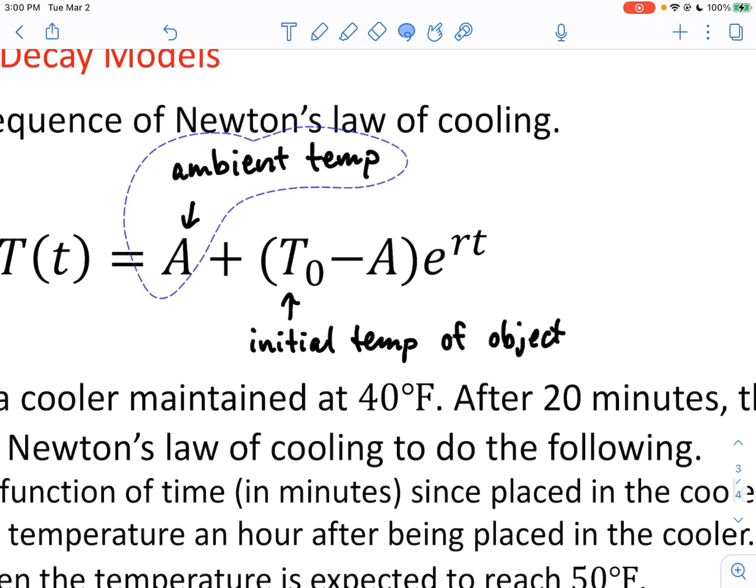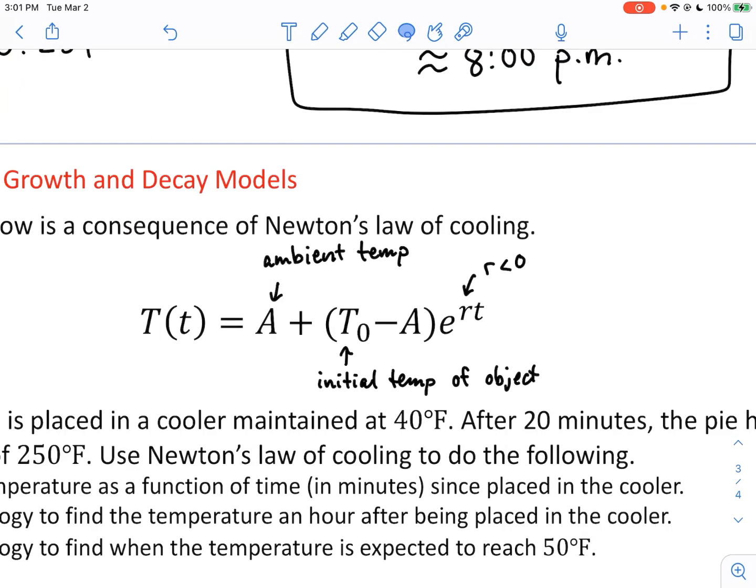Same thing is true in the other direction. So we're going to assume the ambient temperature is maintained, and it's the temperature of the object in the environment that's going to be changing. R is always going to wind up being a negative number in this case. Over here, this is temperature as a function of time. So capital T is temperature, lower t is time.